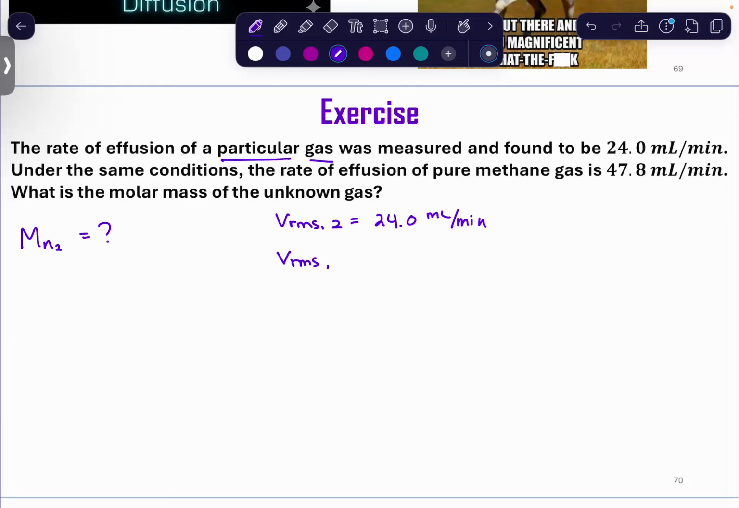VRMS of methane, 47.8 milliliters per minute. Let's see. CH4, the molar mass is 16.04 grams per mole. And we should be fine. Okay.